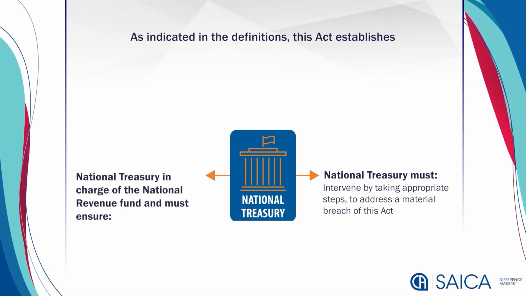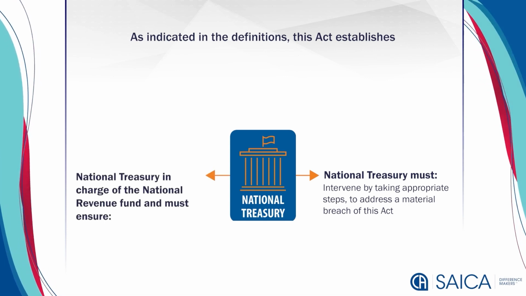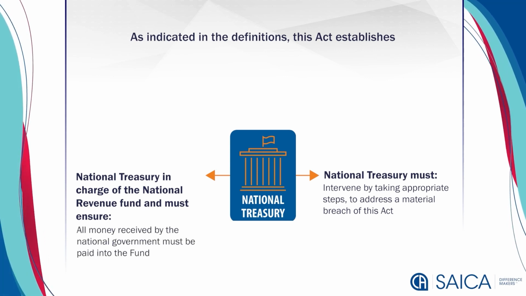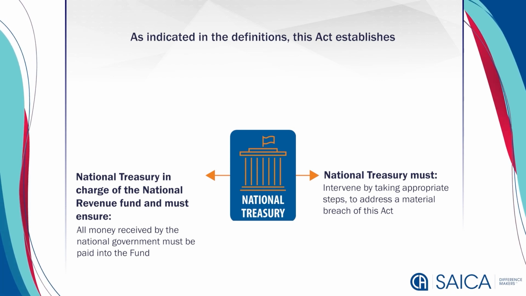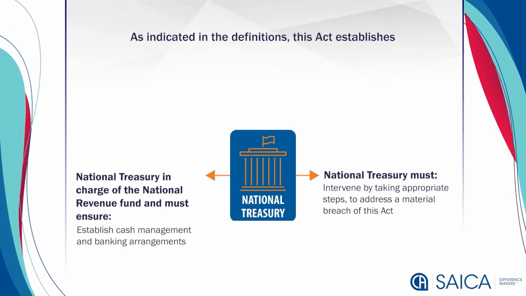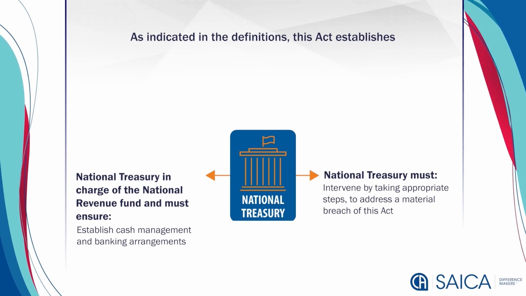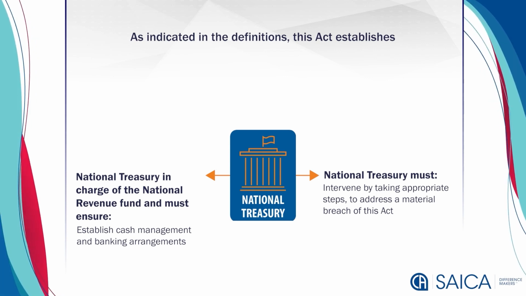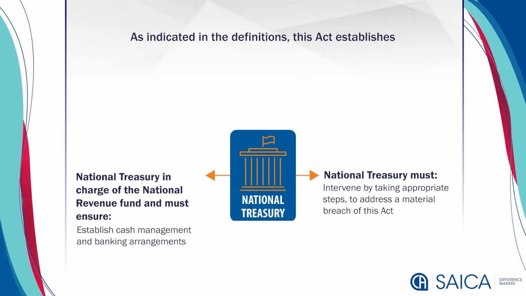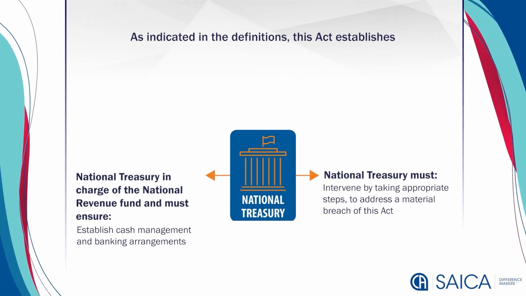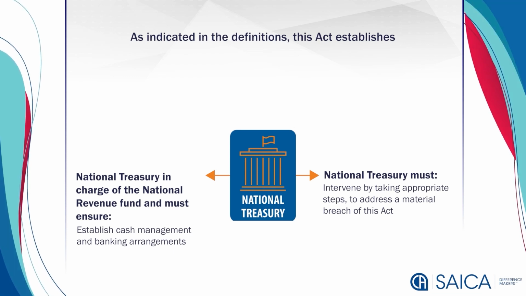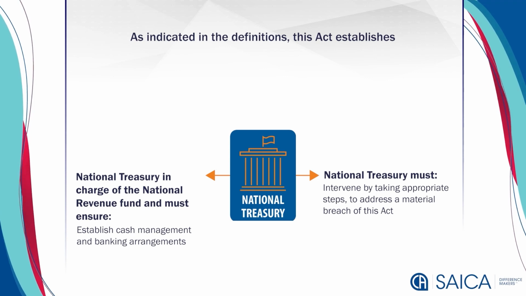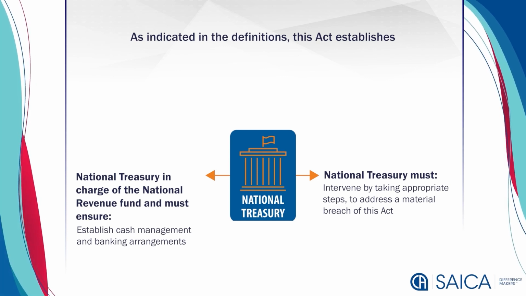The National Treasury is in charge of the National Revenue Fund and must ensure that all money received by the national government must be paid into the fund. The National Treasury must establish appropriate and effective cash management and banking arrangements for the National Revenue Fund. These include prescribing how to open bank accounts, as well as processes and approvals around these processes, as well as the necessary internal control environment. The National Treasury must ensure that there is, at all times, sufficient money in the National Revenue Fund.